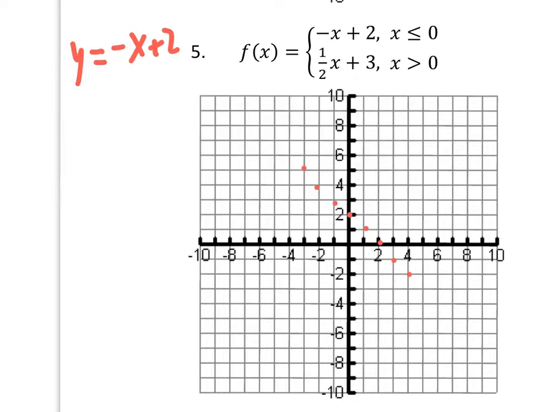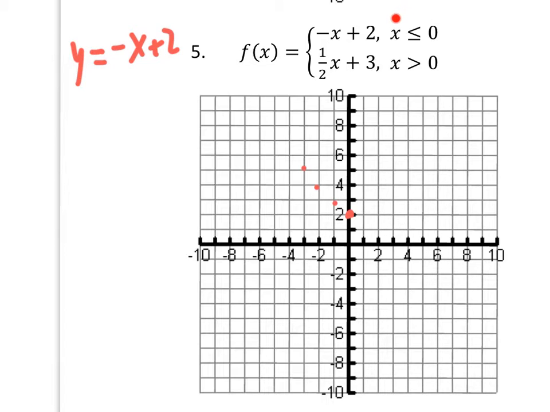However, what does the domain say on this piece? It says what? X is what? Less than or equal to 0. Now, where's less than or equal to 0 on x? It's to the left of 0 on the x number line. So you don't want anything on the right side. You only want the left side of this thing. So I'm going to erase these dots over here. Whoa, not the 0.